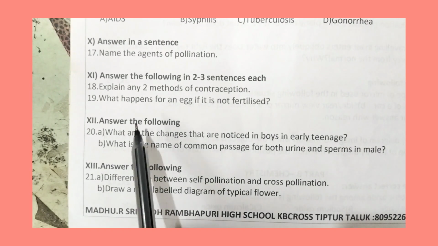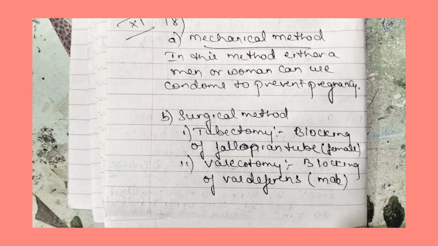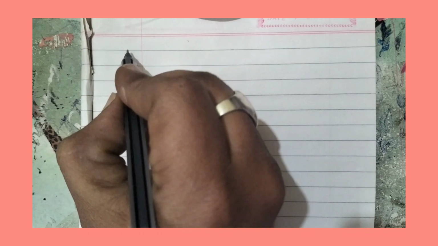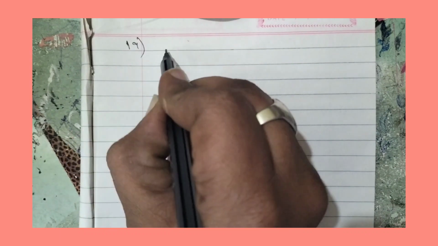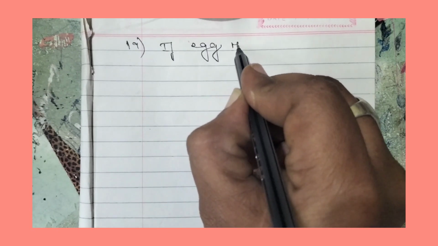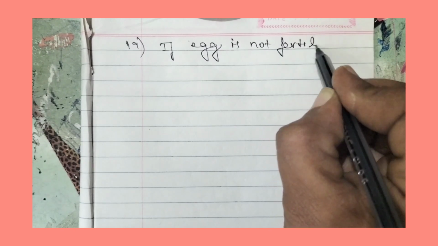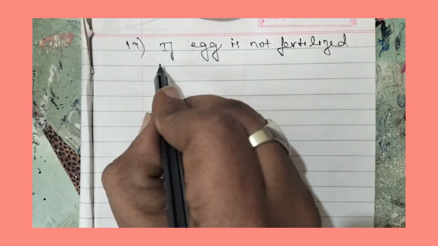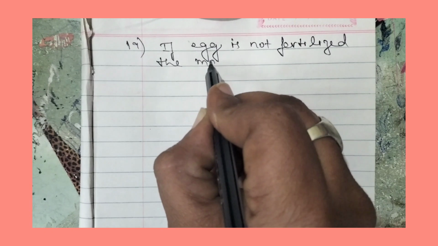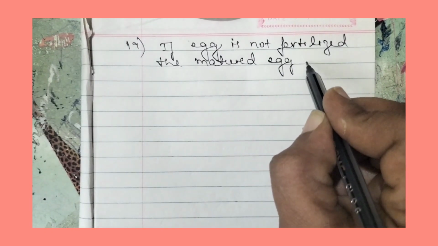Now let us move to question number 19. What happens to the egg if it is not fertilized? If the egg is not fertilized, the matured egg vanishes.